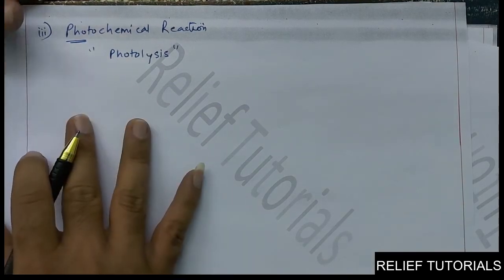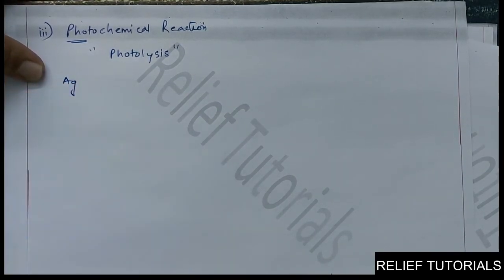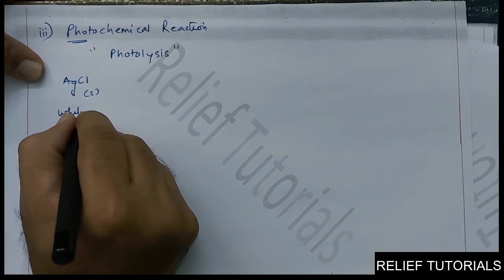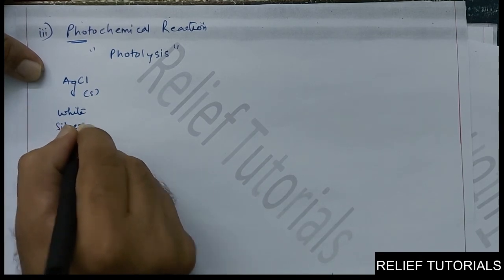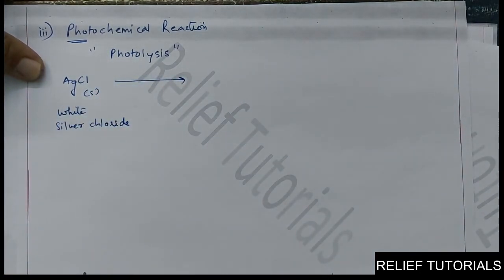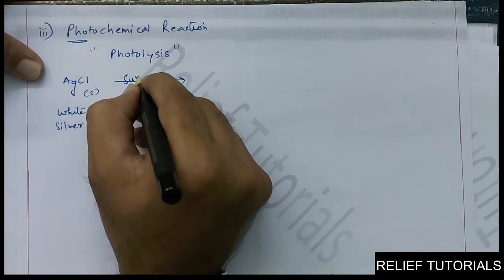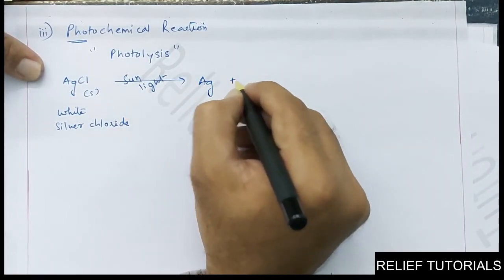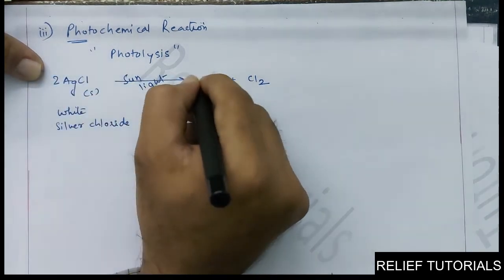Normally, there are several examples. Silver compounds, not silver, silver compounds are sensitive to light. So let us say AgCl, silver chloride in the solid state. The color of silver chloride is normally white. Name of this compound is silver chloride. When exposed to sunlight, means light is falling on these silver chloride compounds, what happens? Silver and chlorine get separated.